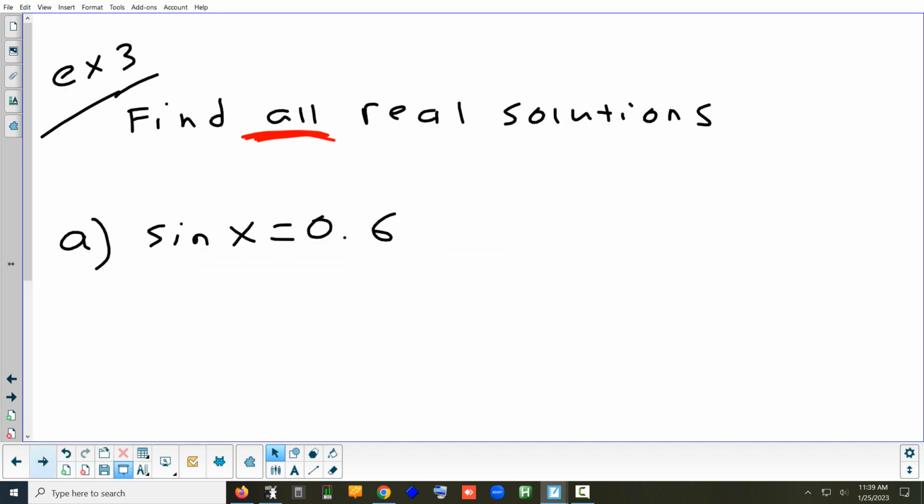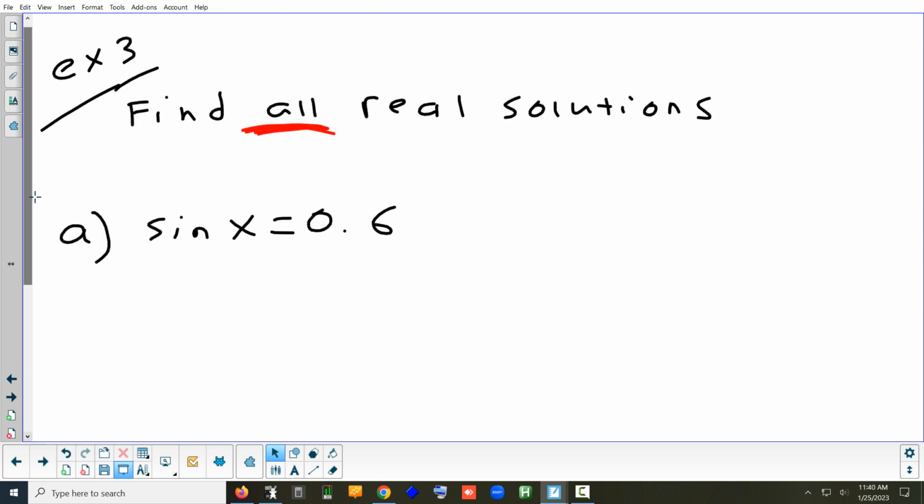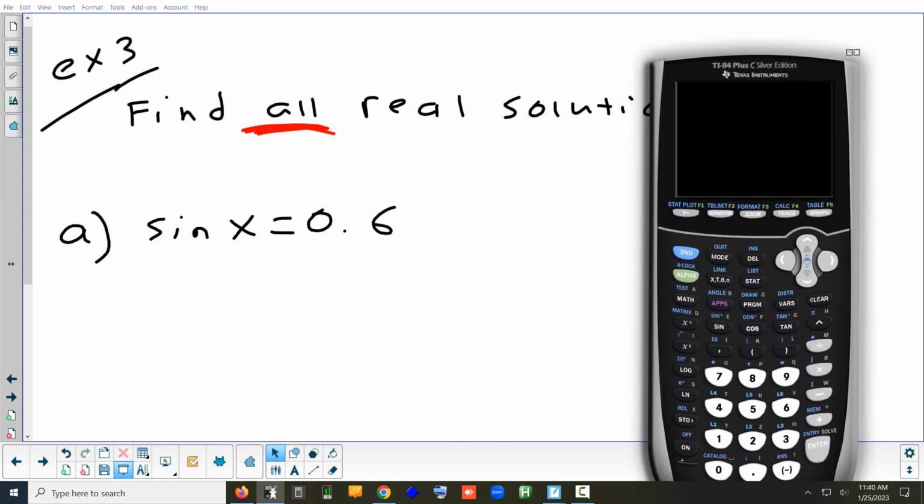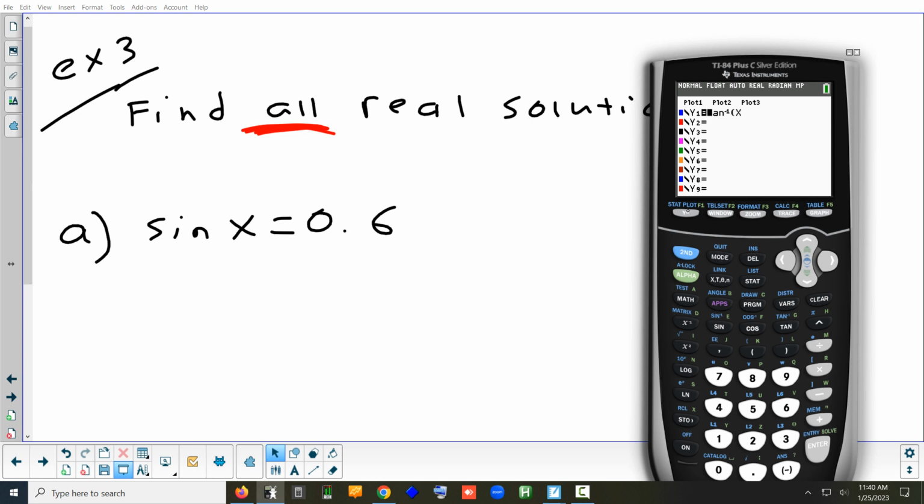All right, so let's try this one. Sine of x equals 0.6. How am I going to do this graphically? What would I put into y1? We could put in sine of x. And in y2? 0.6. And we need to set our windows so that we're only looking at one cycle. If you look at more than one cycle, you're going to get confused. You're going to see more than you need to.